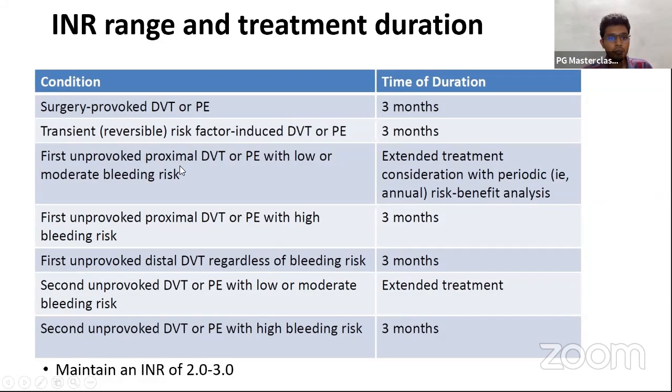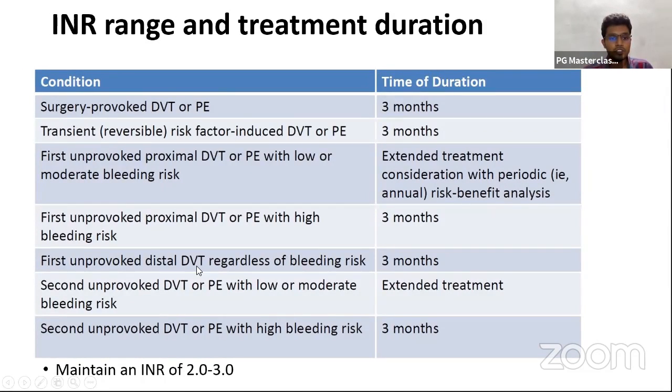First unprovoked proximal deep vein thrombosis or pulmonary embolism with low or moderate bleeding risk: the treatment is extended, with consideration and periodic risk-benefit analysis. Patients with first unprovoked proximal DVT and pulmonary embolism with high bleeding risk, the duration is 3 months, and depending upon the extent of the deep vein thrombosis, the duration can be extended.